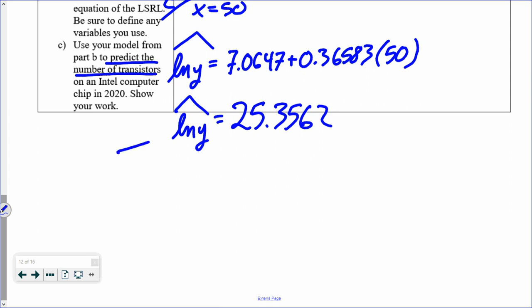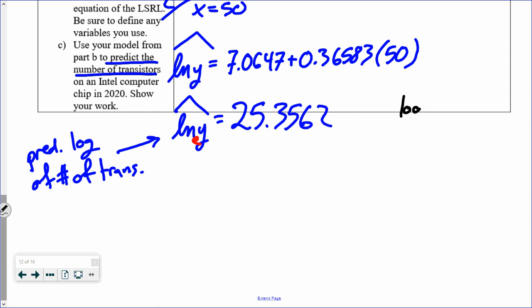What we've got right now is the predicted log of the number of transistors. That's not what I want. I don't want the log of it. I want the actual number. So we have to recall, well, what is base natural log anyway? And we've got to remember there's a little e hiding down there. So we're going to convert log forms. If anybody forgot what that looks like, log base b of y equals x. That's the same as b to the x equals y. All right, so just recall that over there.